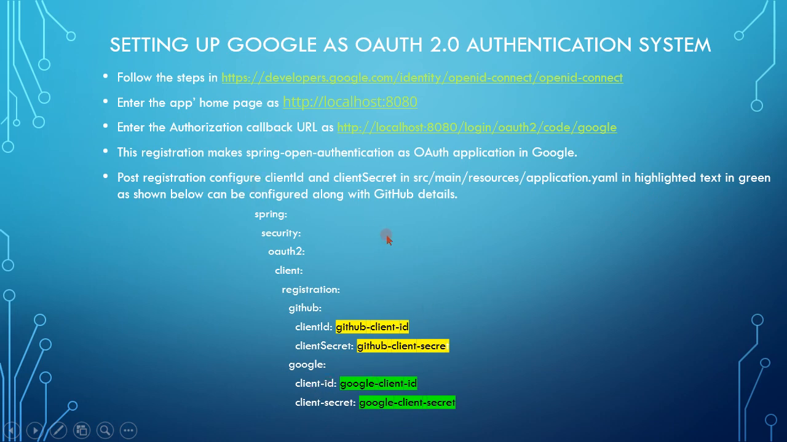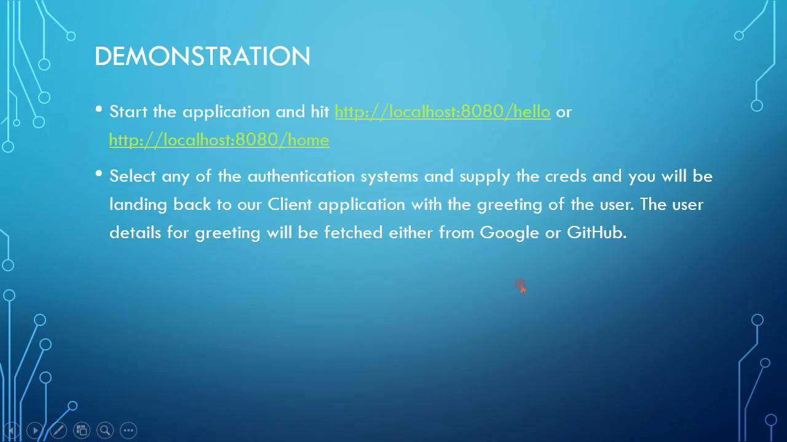And Spring Security allows us to configure both in one application.yaml. And the beauty of Spring Security is that once it finds that two authentication systems are configured, it automatically provides us with a page with links to these two authentication systems, namely GitHub and Google, which I will demonstrate.